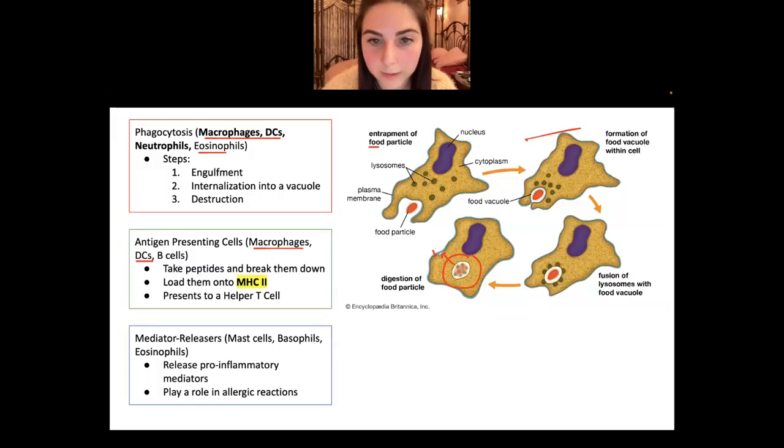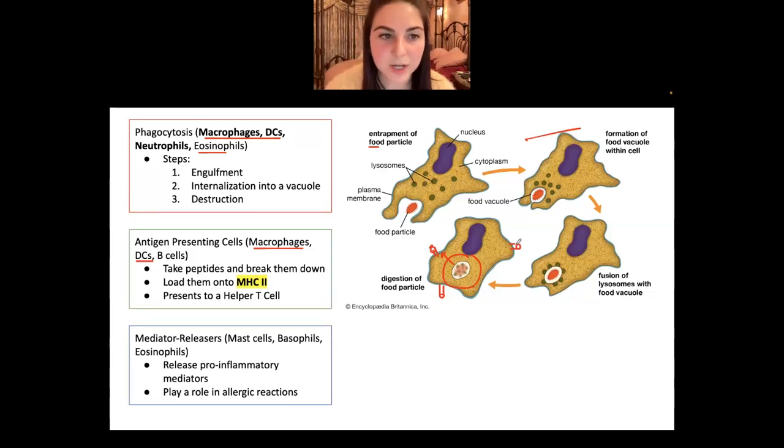There's also a class 1 that's important. So it's going to load it onto an MHC class 2, all on its surface, and then it's going to go basically find a T cell. So it's going to travel to the secondary lymphoid tissue and present that to a T cell. So that's that whole idea of antigen presentation.